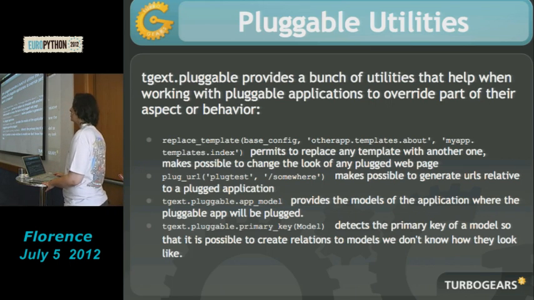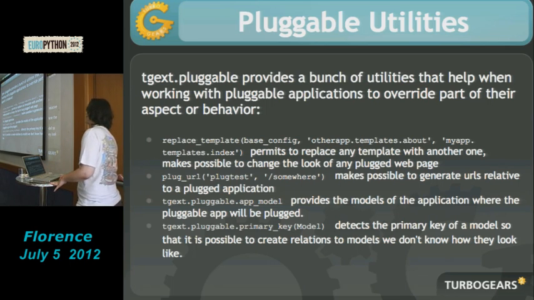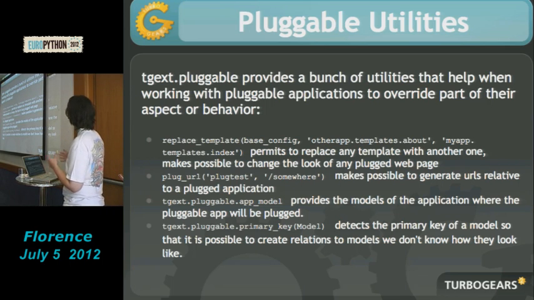Practically, pluggable applications are all I've told you here. So there is not a lot more, but probably the best part is that there are a lot of pluggable applications already made for you. So you just have to go to the Cogbin, which is the repository of applications inside the TurboGears website, and pick the one you need.